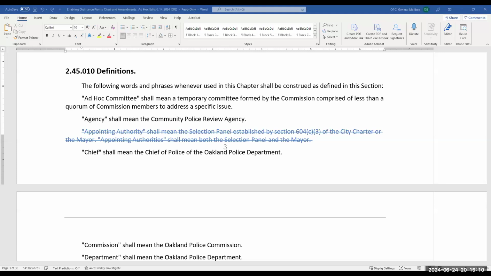So we can reinsert the language so that it appears in green, and then we can put in, probably in brackets, a note that appointing authority still appears in 2.45.065, so this definition is still needed. Okay, so reinsert the section that was deleted so it appears in green, and in brackets note that it appears in 2.45.065, Katina? Correct, the definition is still needed. Okay.